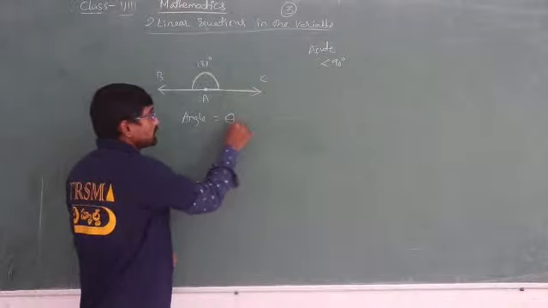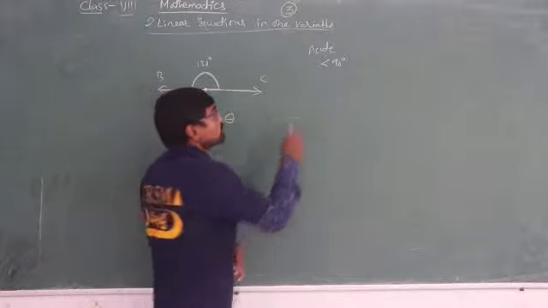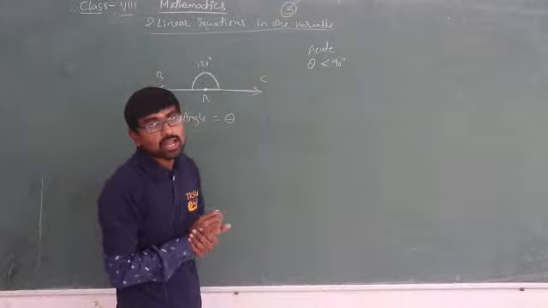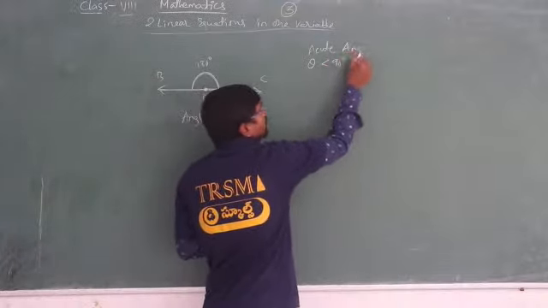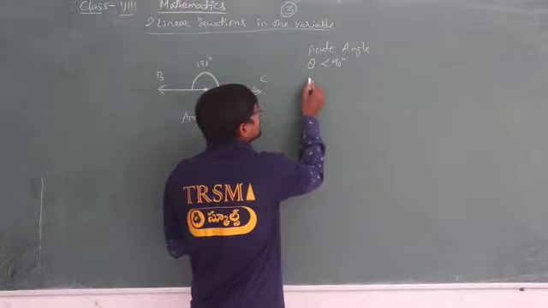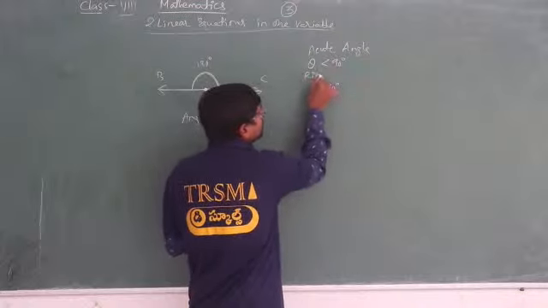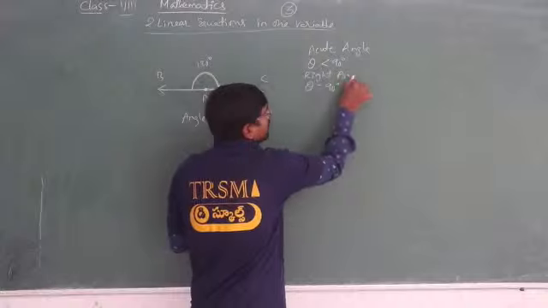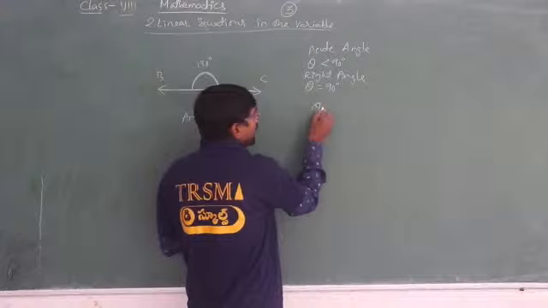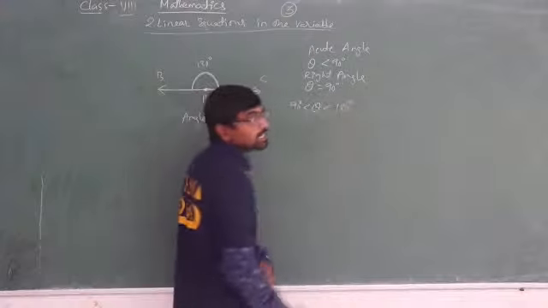Theta is a circle divided into two parts by a line. So this is theta. Whenever the angle theta is less than 90 degree, such a type of angle is called an acute angle. And whenever theta is exactly 90 degree, then it is called a right angle.